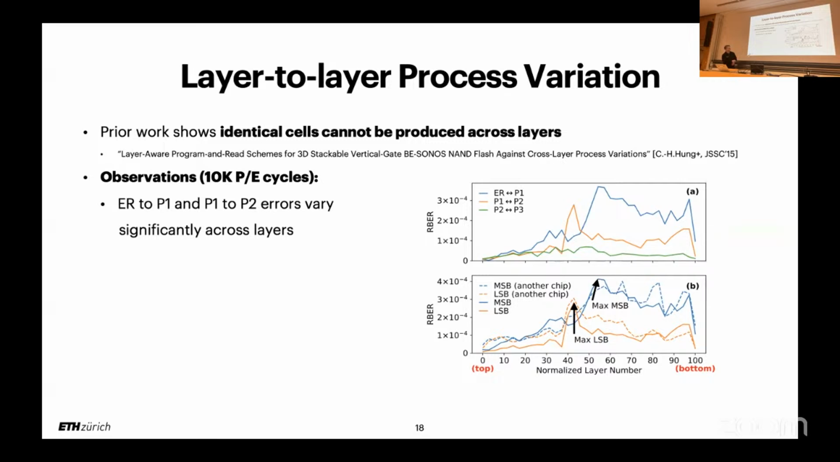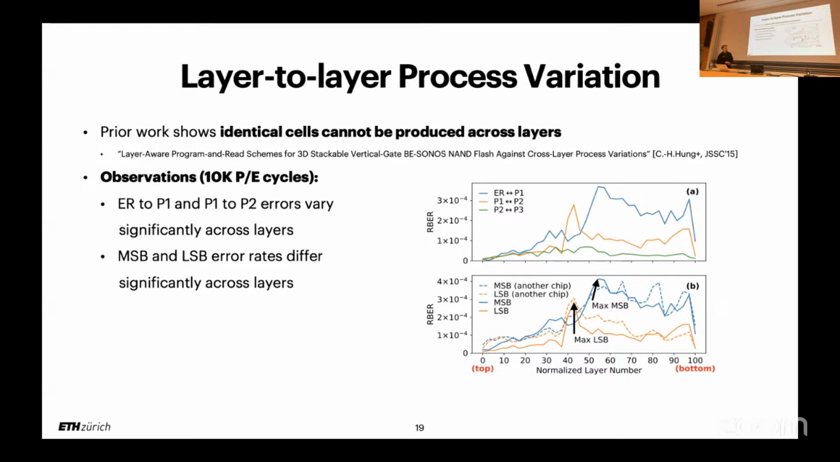Here in the orange line are the P1 to P2 errors, which is where we mistake one state for another. And then the blue is where we have these sorts of errors for the ER to P1 states.